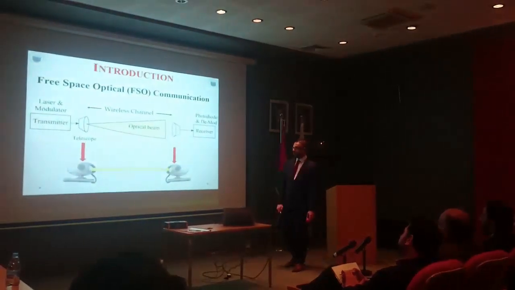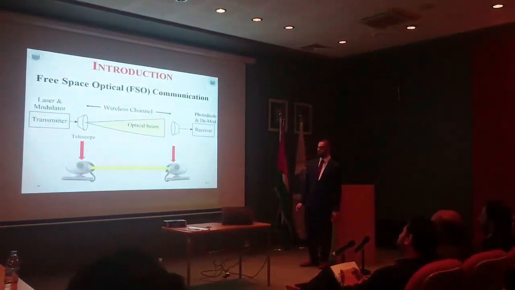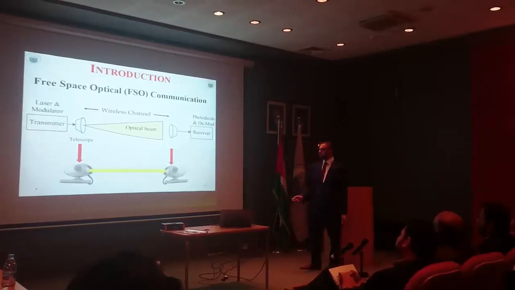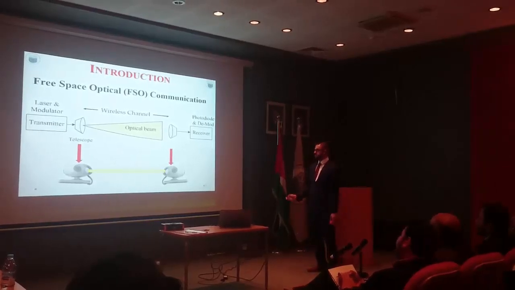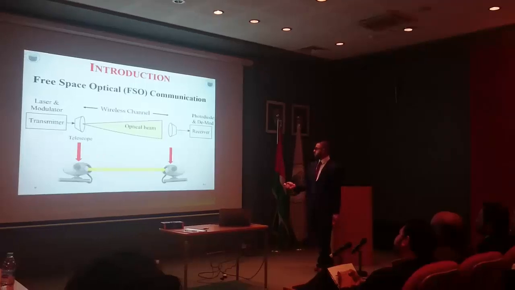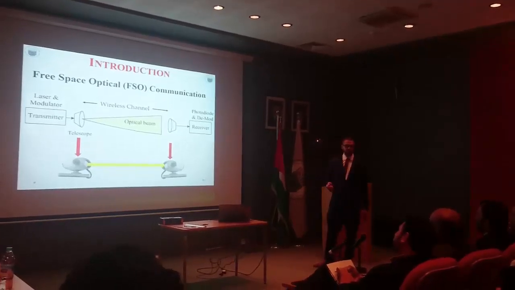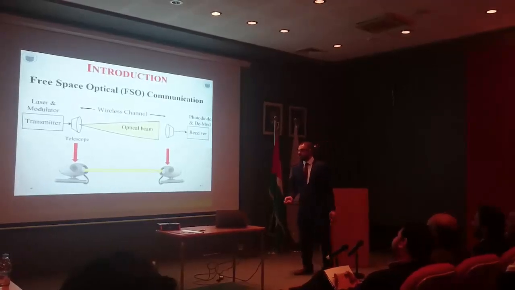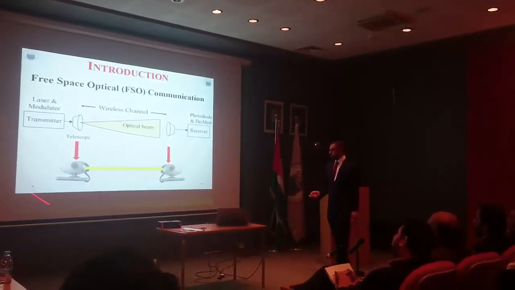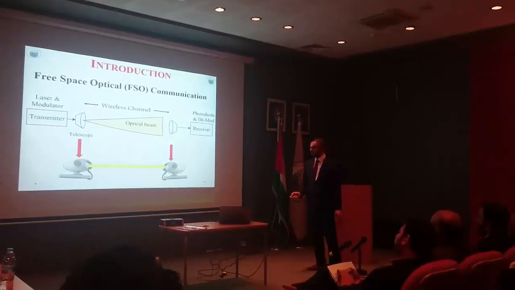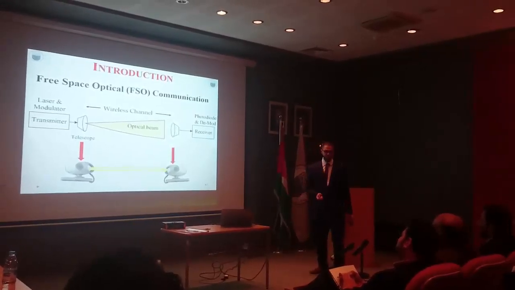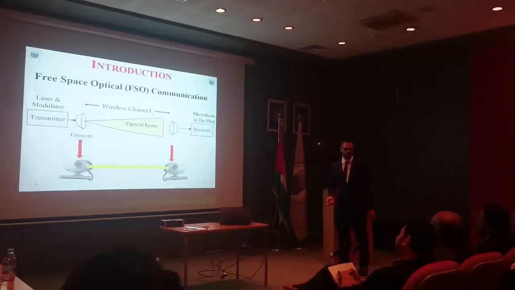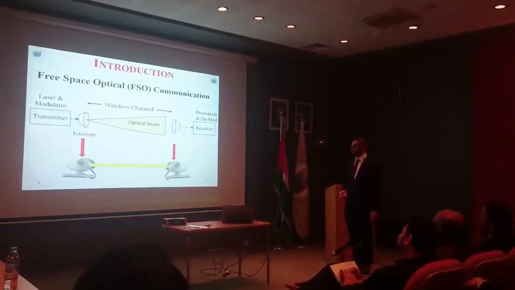In a communication system, there are three basic blocks: transmitter, channel, and receiver. Here the transmitter and the receiver are an optical transmitter and receiver, and here we have an ideal wireless channel. These two telescopes are used to transmit and receive the data instead of using traditional antenna systems or traditional RF antenna systems.